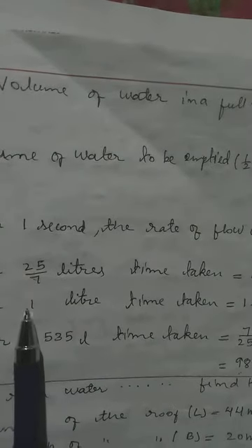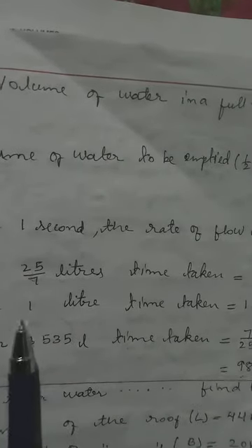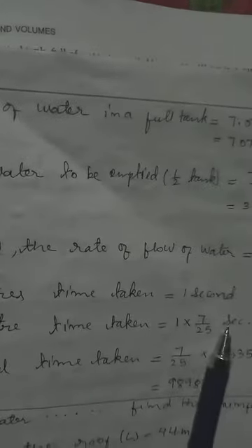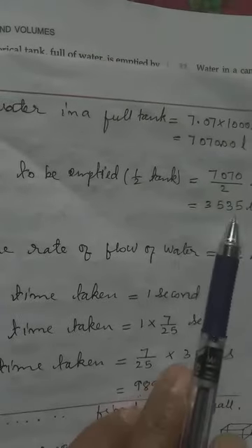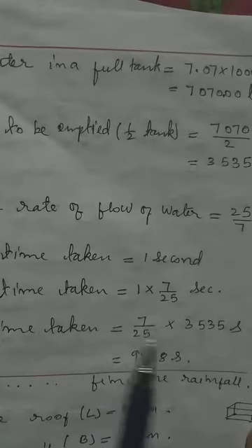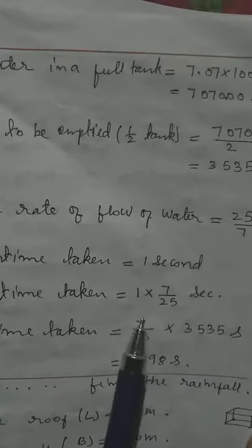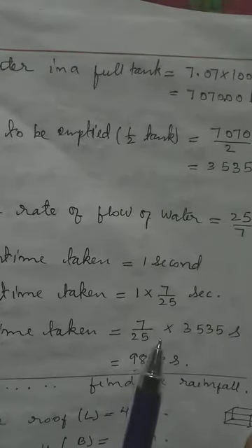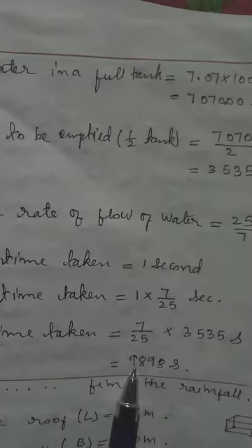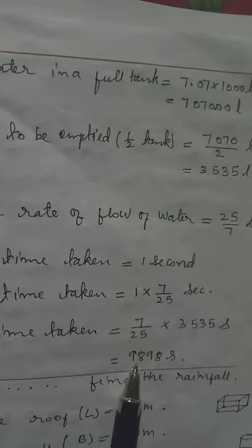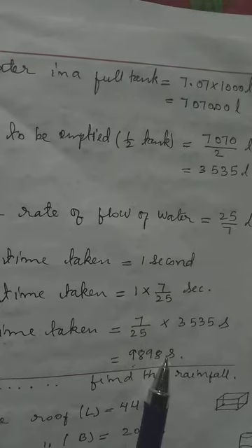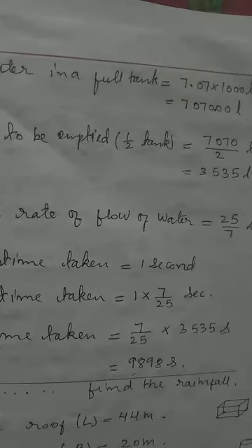Then for 1 liter, the time will be less. So it will be 1 into 7 over 25. Now we need it for this much, so the time will be more. So we multiply this with this: 7 into 3535, divided by 25. So the approximate time needed will be 9898 seconds.